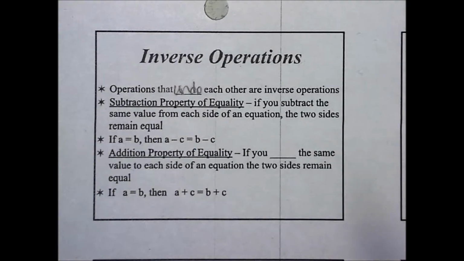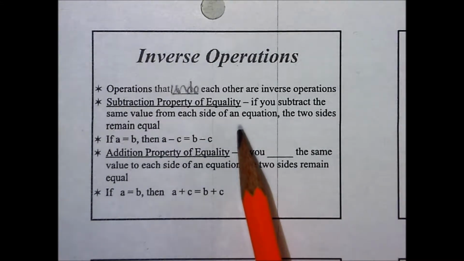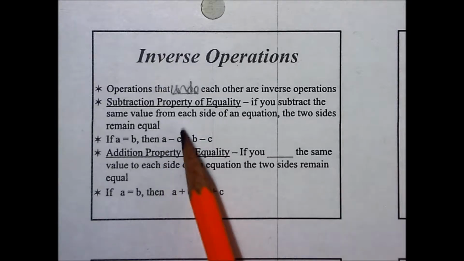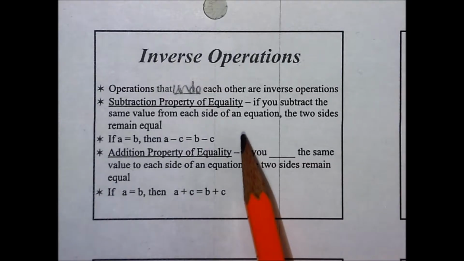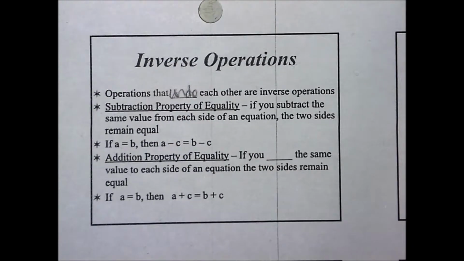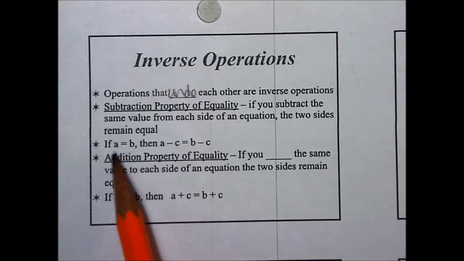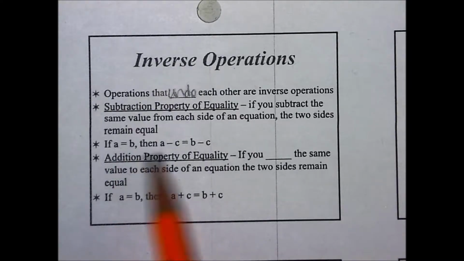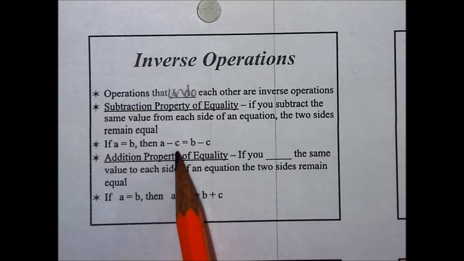The first is the subtraction property of equality. If you subtract the same value from each side of an equation, then the two sides will remain equal. So if A equals B, then if we take A minus C, that would be the same as B minus C.